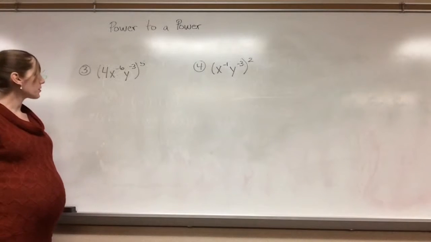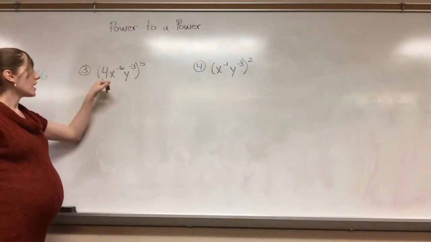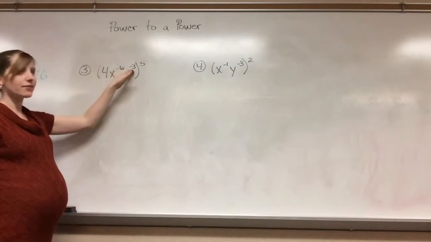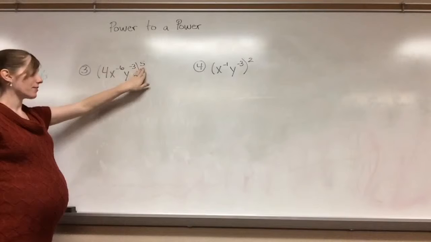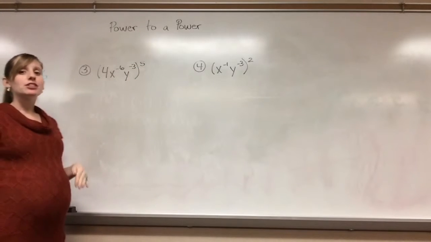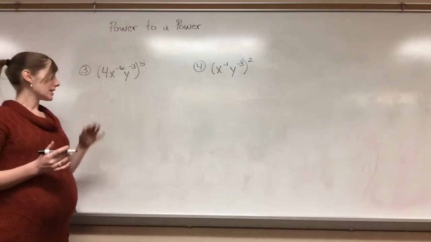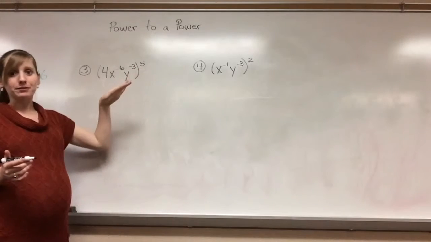So for problem number 3, we have our parentheses, and inside we have 4x to the negative 6, y to the negative 3rd, and we're raising that to the 5th power. Now we need to understand that everything that's inside that set of parentheses is being raised to the 5th power.